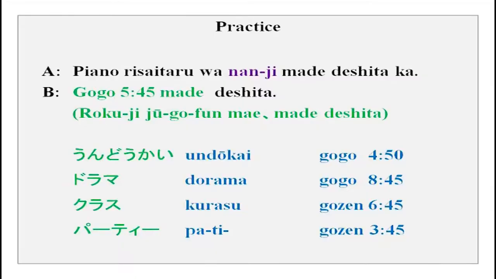Piano recital wa nanji made deshita ka? Gogo 5ji 45fun made deshita. Or 6ji 15fun mae made deshita. So you have a lot of things. Undokai is sports meet, dorama you already know, kurasu party. You can practice these over here at home.